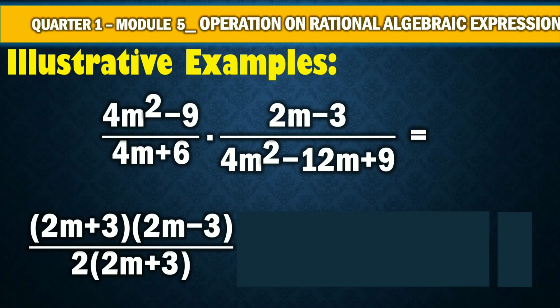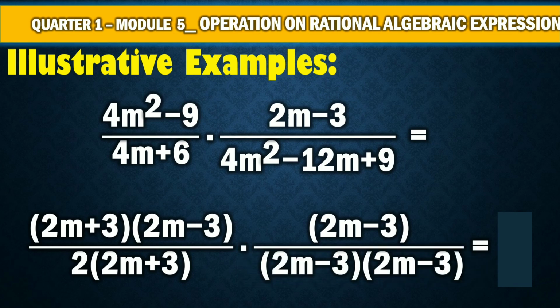Kakopyahin na lang natin. And then, yung 4m squared minus 12m plus 9 is equal to 2m minus 3 times the quantity 2m minus 3. Kung i-analyze mo yung polynomial dun sa denominator, that is a perfect square trinomial. Now, let's cancel out yung mga common binomials natin. Yung 2m plus 3, meron siya dun sa denominator natin. Cancel out. So, that is equal to 1.